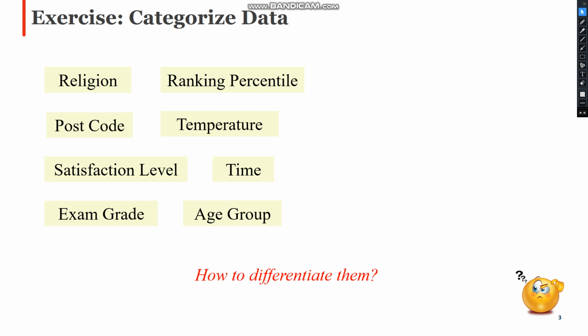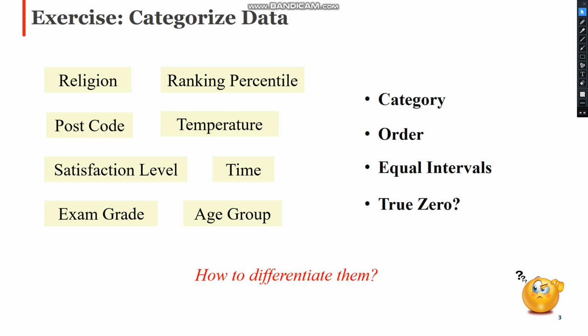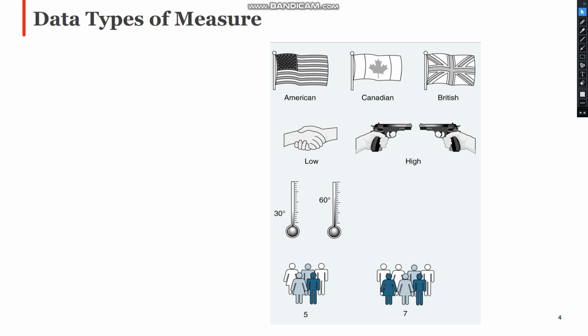We may use criteria like this. Is the data a numerical one or categorical data? Is there any order in the data? Do they have equal intervals? Is there any true zero value, for example like nothing or empty? Here are 4 typical representative data variables.